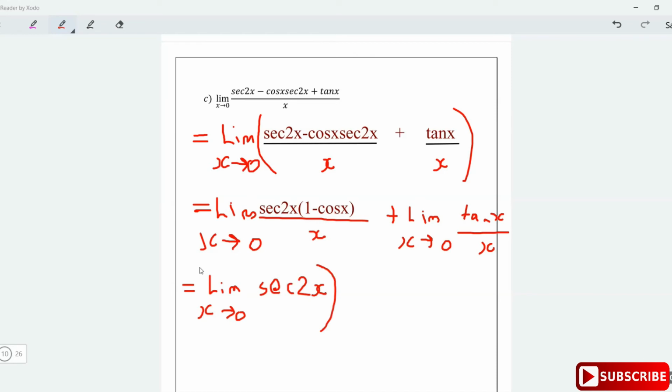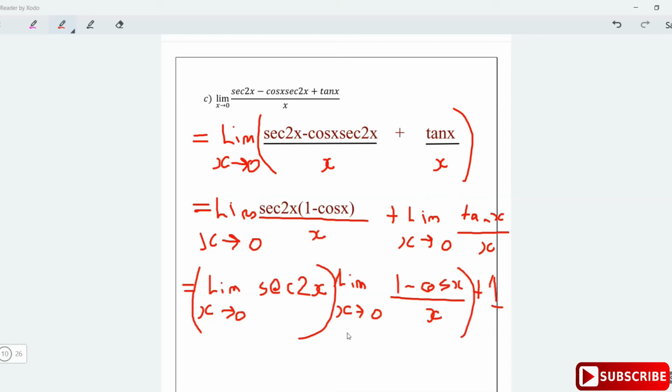times, I'm using limit laws now, the limit as x approaches 0 of 1 minus cos x over x. But we know that the limit of 1 minus cos x over x is 0, plus the limit as x approaches 0 of tan x over x is 1. So now that part is just plus 1.